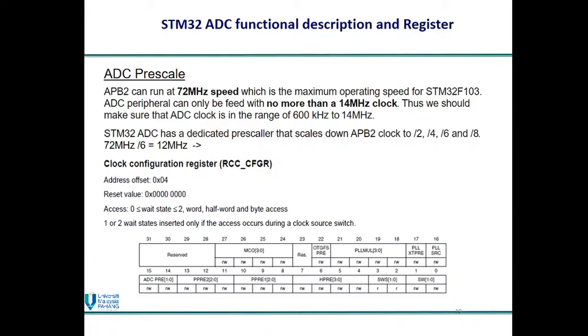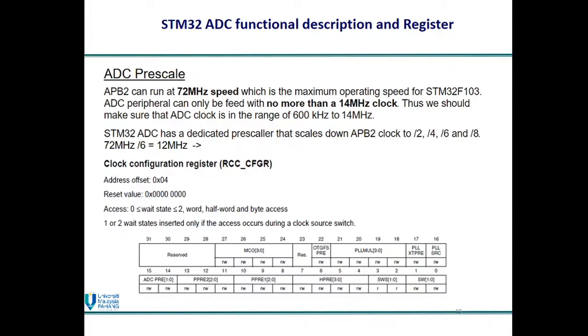As we know, the APB2 can run at 72 MHz, which is the maximum operating speed for STM32F103. But the ADC peripheral can only be fed with no more than 14 MHz clock. Thus we should make sure that the ADC clock runs at no more than 14 MHz. To do that, we need to scale down the APB2 clock to not exceed 14 MHz. That is what we call the prescaler.